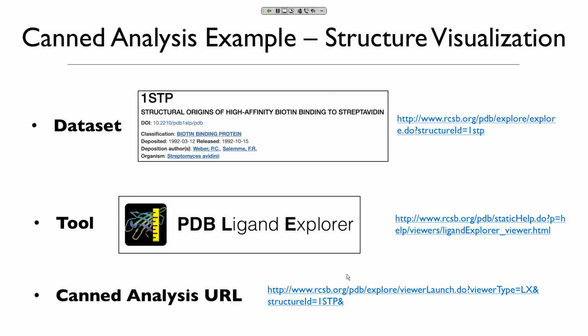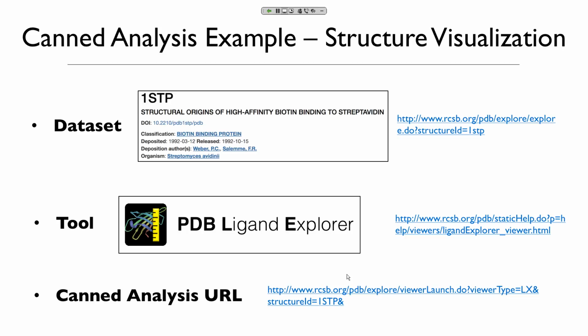So the final example, just to make a point that this could potentially move beyond transcriptomics to accommodate any number of other data types and tools, is a structure visualization tool using a data set from PDB. In this case, the data set would be the 1STP data set, which contains structural information about binding to streptavidin. The tool could be the PDB Ligand Explorer, which is available at a URL on the official PDB website.